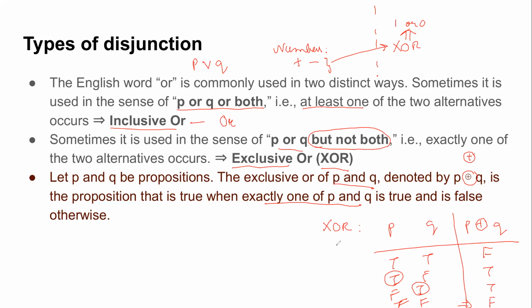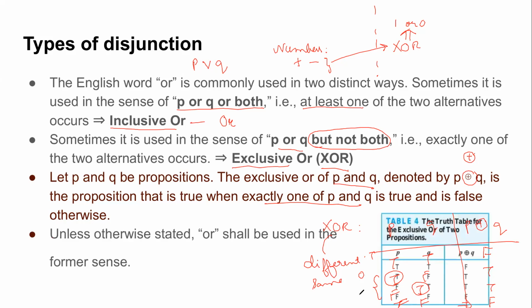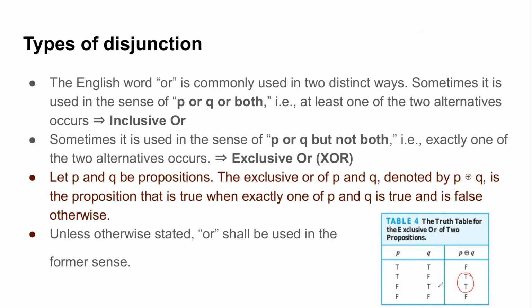So a simple way to understand XOR is: whenever you have different values, you have a 1 or true, and whenever you have the same values, you have a 0. Is that clear? So this is your exclusive or. As we already made the truth table, it is true only for the cases where exactly one of them is true. If both are true or both are false, it will be false. So whenever the two values are different, only then it is true. For similar values, it is always false.